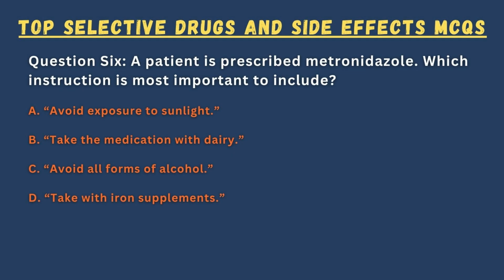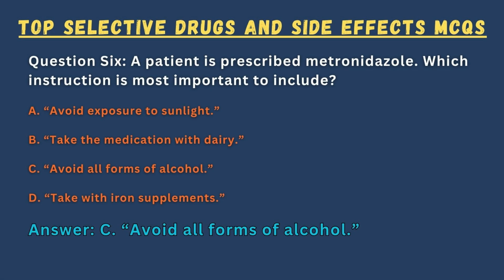Question 6. A patient is prescribed metronidazole. Which instruction is most important to include? A. Avoid exposure to sunlight. B. Take the medication with dairy. C. Avoid all forms of alcohol. D. Take with iron supplements. Answer: C. Avoid all forms of alcohol.